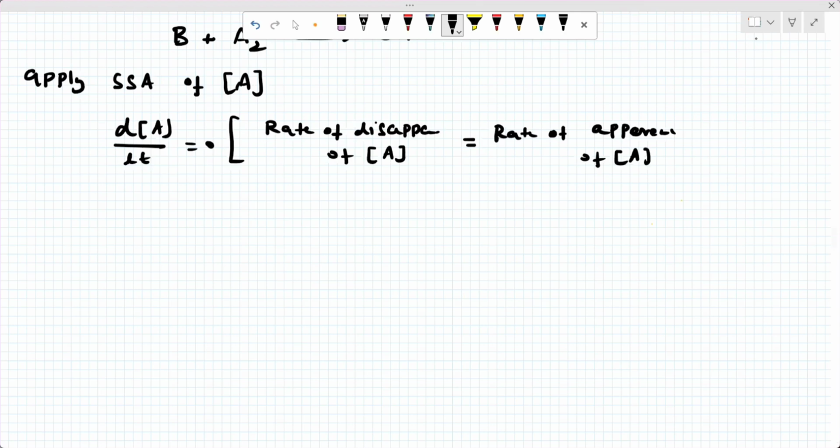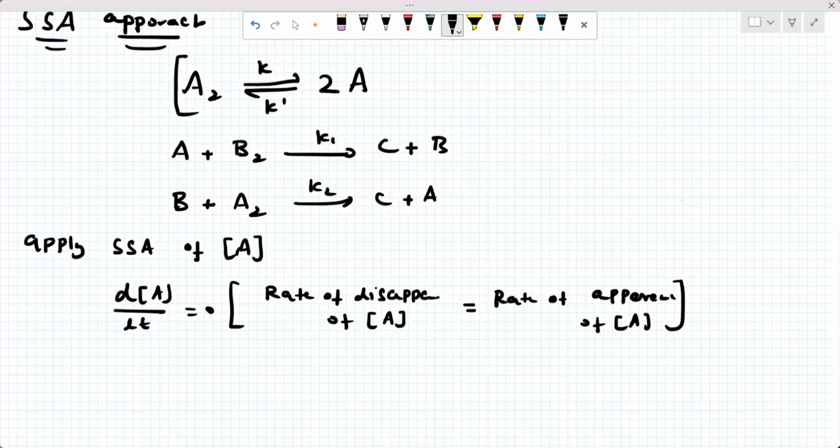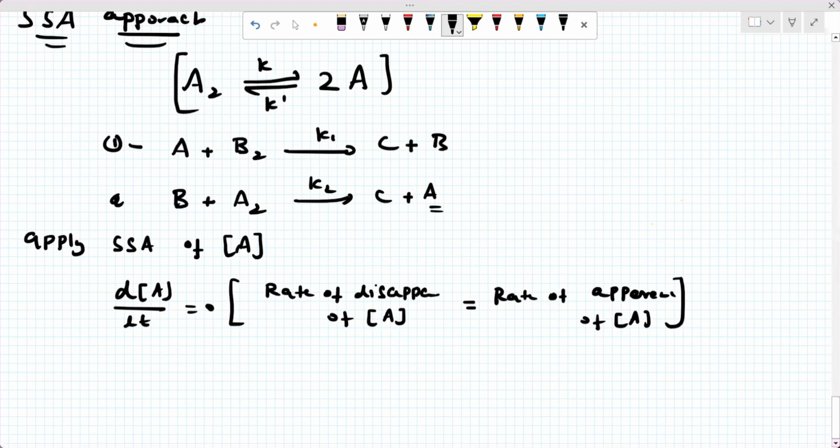This is how we applied SS. Now look at the equations and see where A disappears. In step 1, A plus B2 gives C plus B. In step 2, look. So in the first step, does A disappear? Yes or no? In the second step, A forms. So what is the rate of disappearance? Now write the formula. Is this K1? So K1 into, okay, just write.